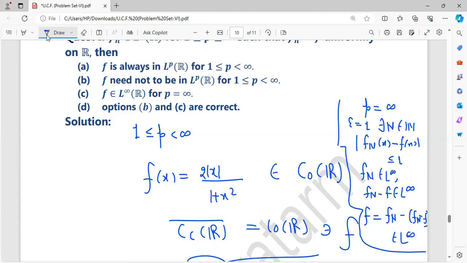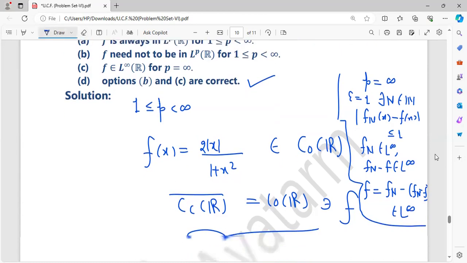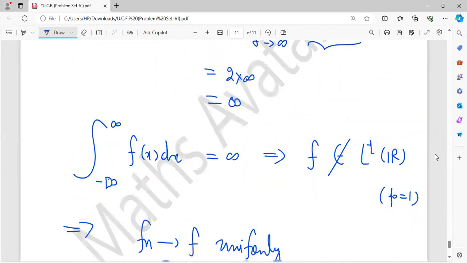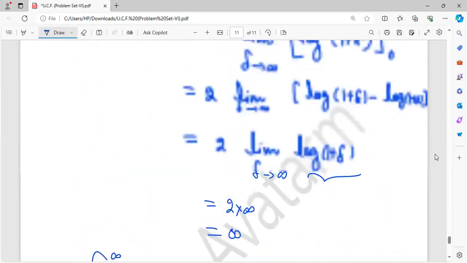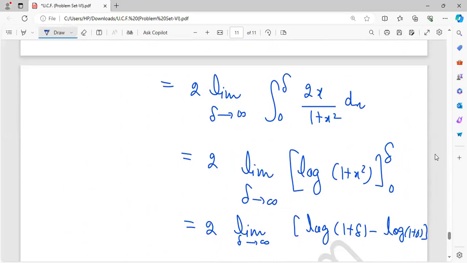So which option is correct? f is always in LP, it is not correct, it will not be in LP. This option is correct, when f belongs to L infinity for p equal to infinity, this option is also correct. Finally, this option is correct because it contains both. So erase this one. Option number D is correct. So we have done this question also, and we have completed this set.